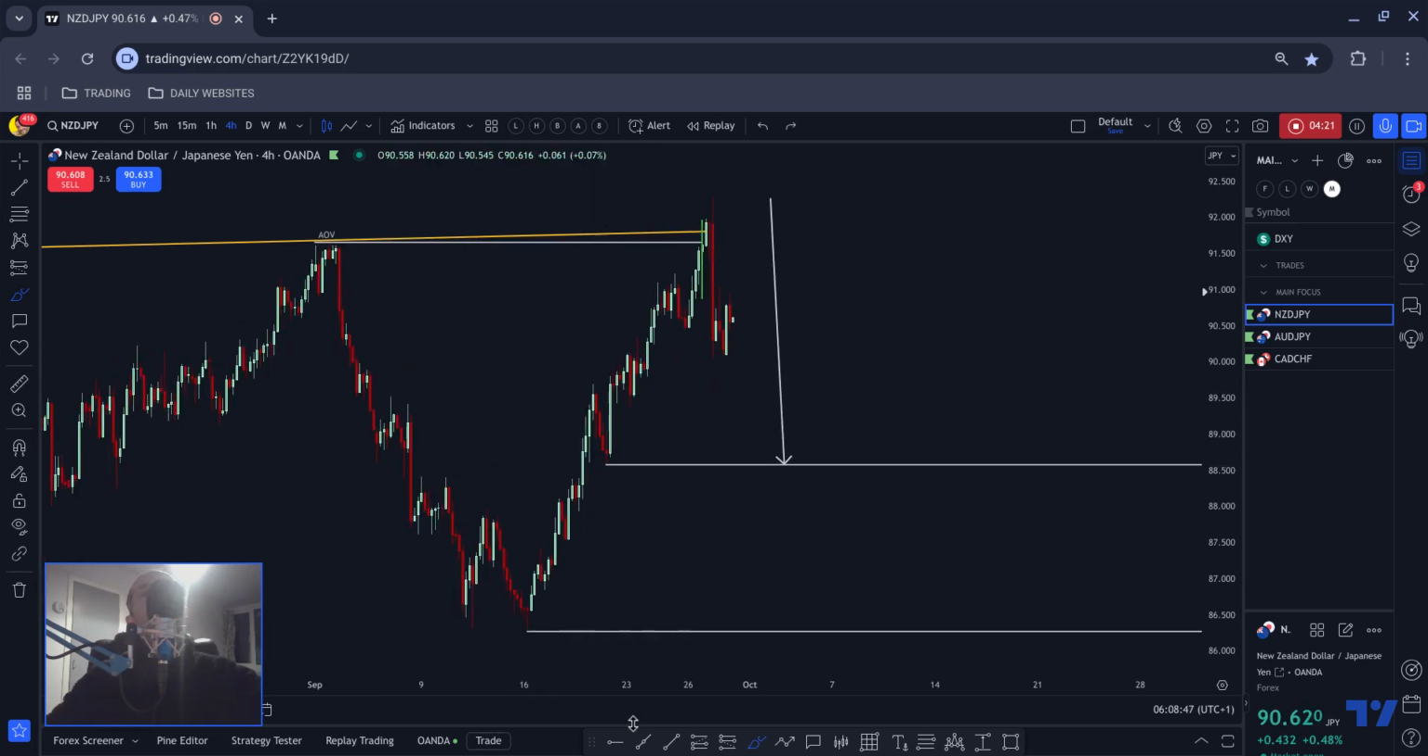Another reason is the fact that we have this impulse, correction, potential continuation, if we measure the legs, okay, so we assume that the continuation leg out of the correction is of a similar length, that would take us down to there as well. So mathematically that lines up. If we took it from the break, we'd push a little bit lower.